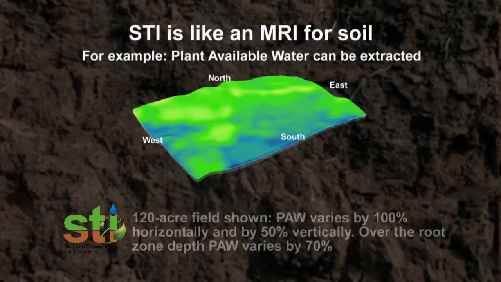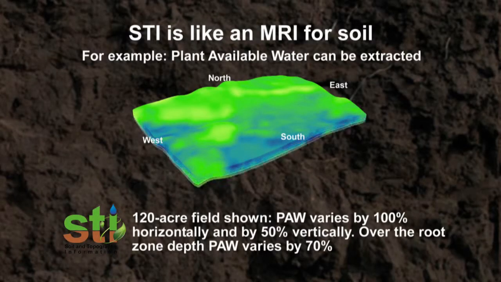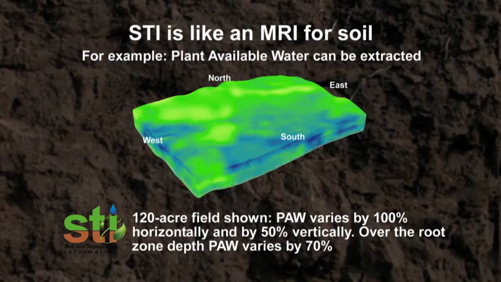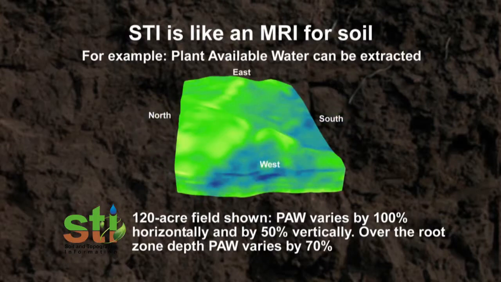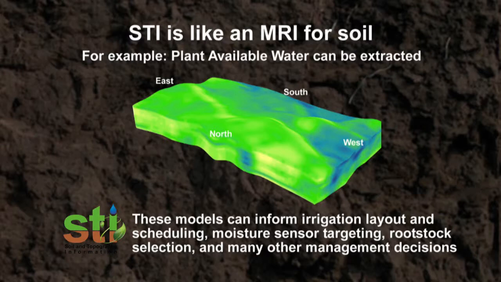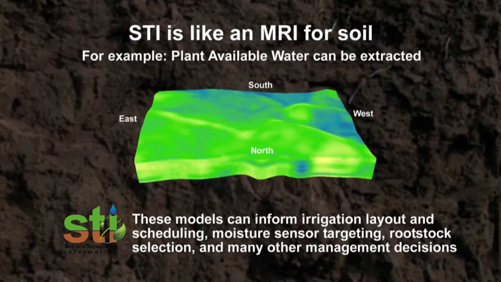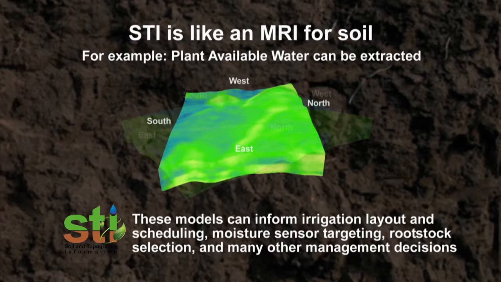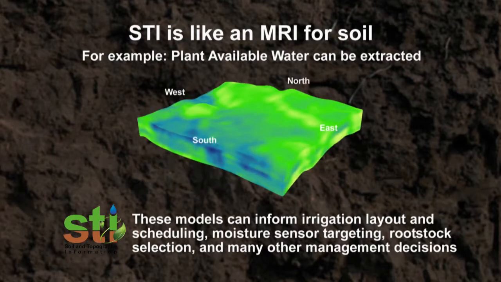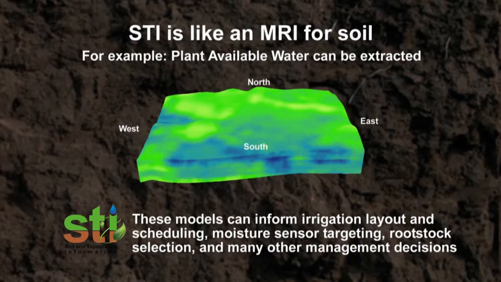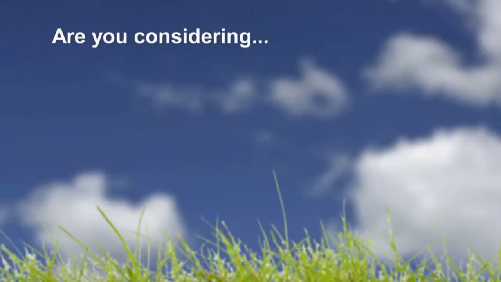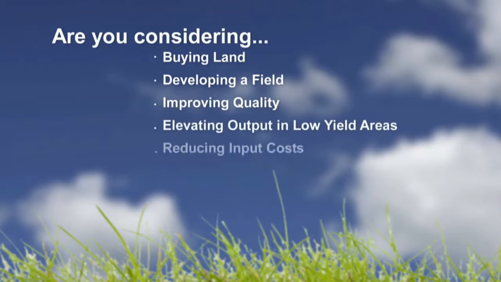This field is typical in that its soils have massive variation. Plant available water varies by 100% horizontally and 50% vertically. Plant available water can inform irrigation layout, scheduling, moisture sensor targeting, rootstock selection, and many other management decisions. The STI soil information is like an MRI of your field, providing valuable information for every aspect of your farming operation.